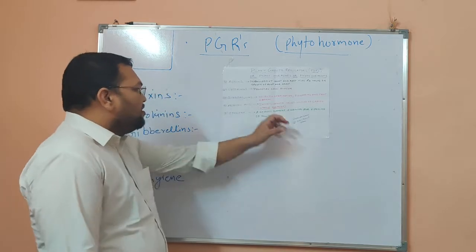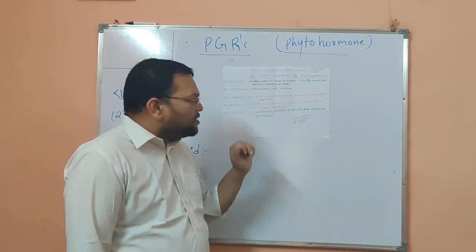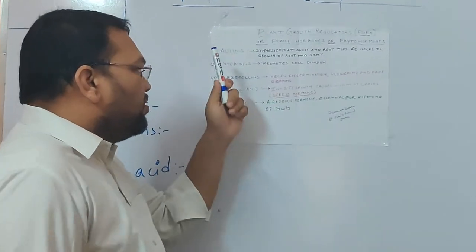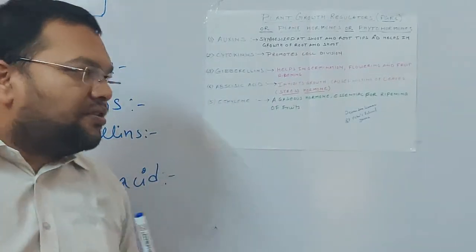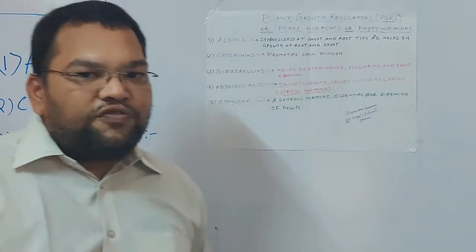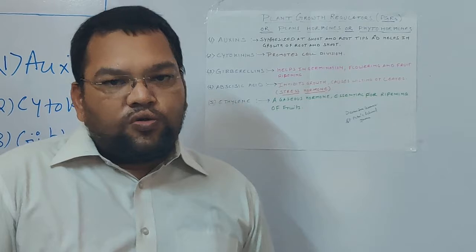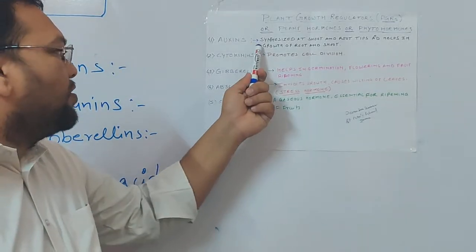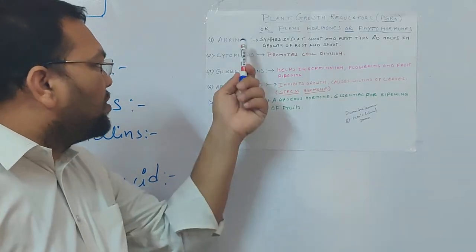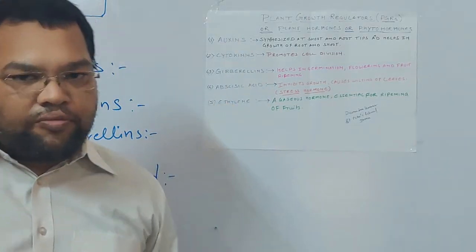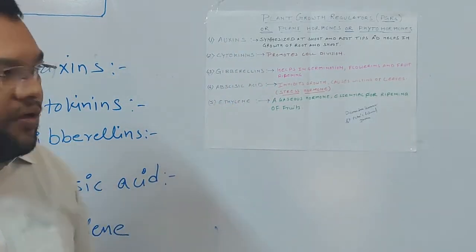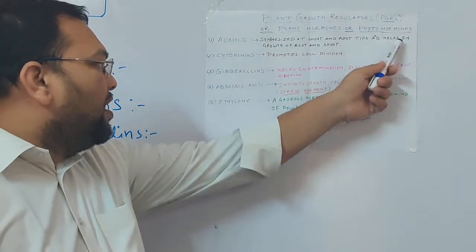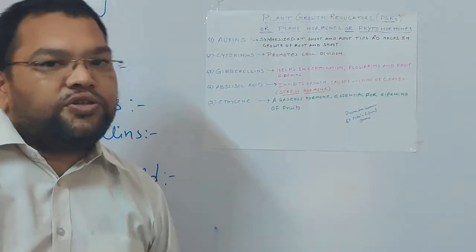Now the first is the auxins. Now the auxins are basically responsible for the synthesis of shoot and root. रूट और शूट को बनाने का काम कौन करते हैं? ये ऑक्सिन्स करते हैं. अगर ये ऑक्सिन्स नहीं होंगे तो रूट और शूट का फॉर्मेशन प्लांट में नहीं होगा. Now they also help in the growth of root and shoot.